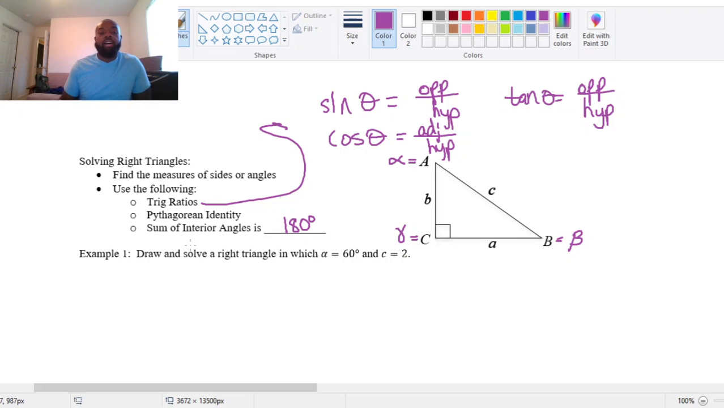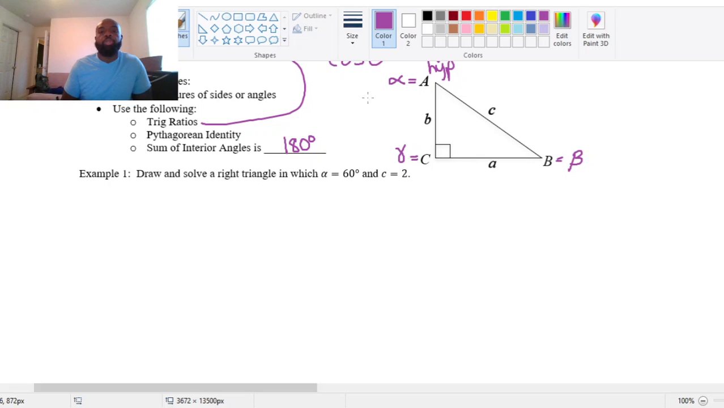It says draw and solve a right triangle in which alpha equals 60 degrees and c equals 2. Well, first I'm going to draw my right triangle.